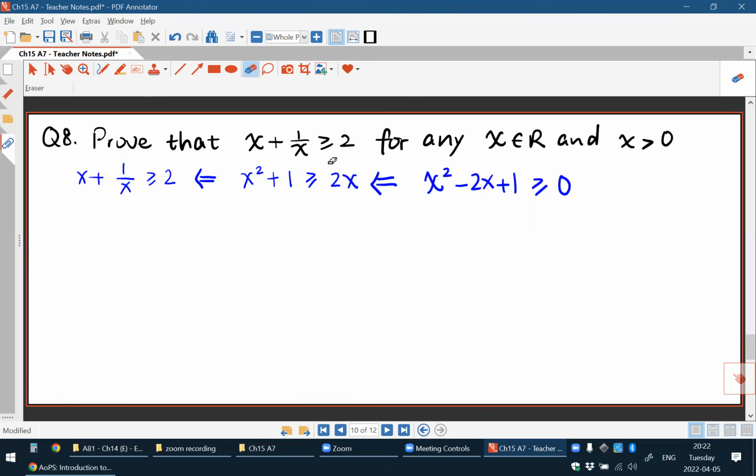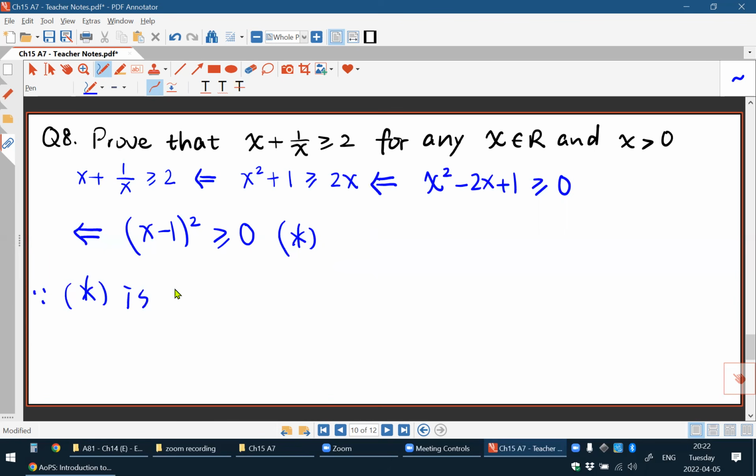Okay, so how do we prove this one is always true? We need to prove that x minus 1 squared greater than or equal to 0 is always true, right? And note here, x is a real number, so x minus 1 is also a real number. The real number squared is always a non-negative number, right? So let's call this asterisk. We can say that asterisk is true for any real number x and x greater than 0.